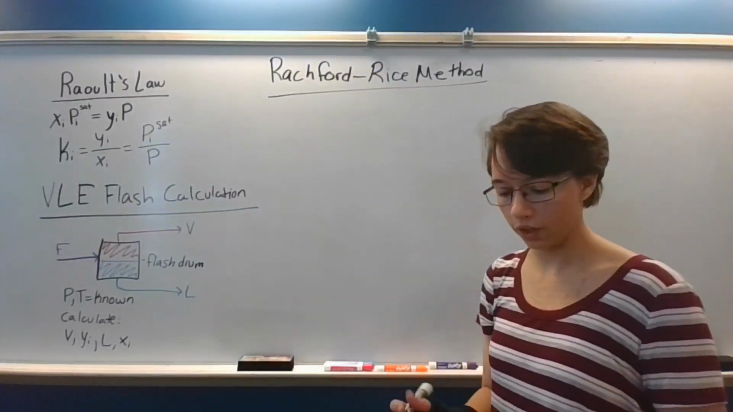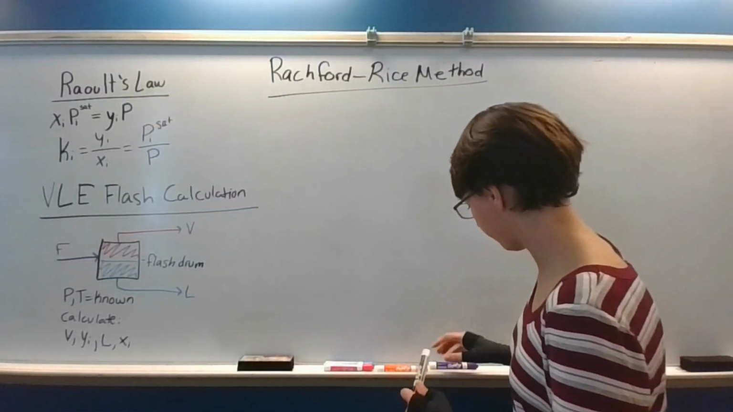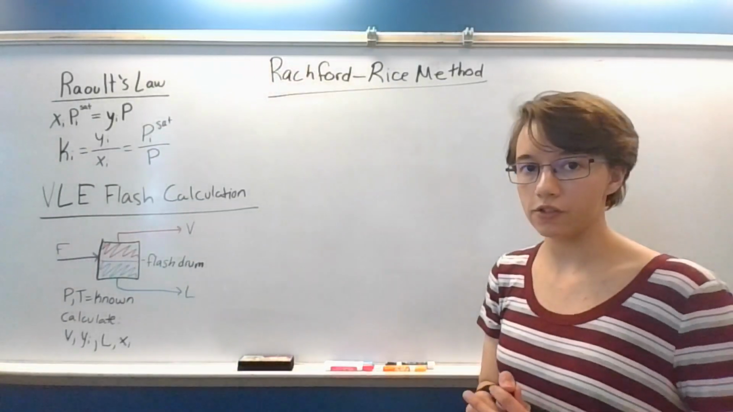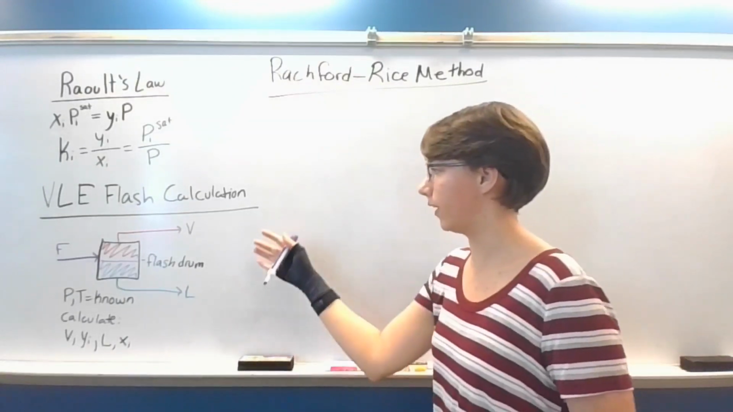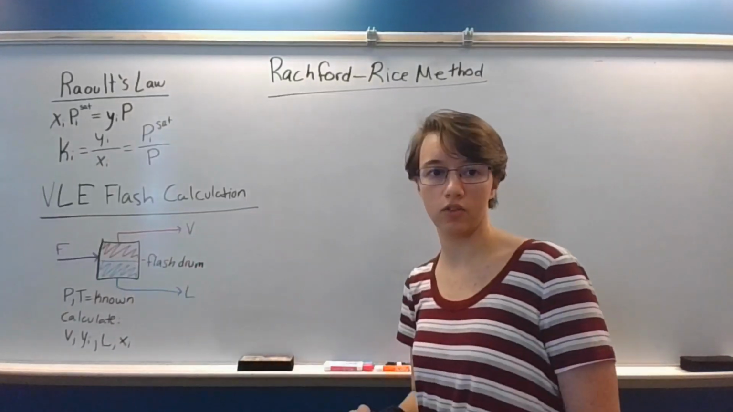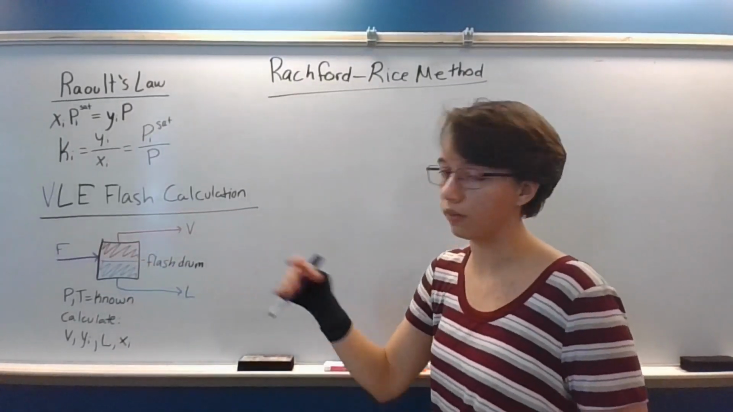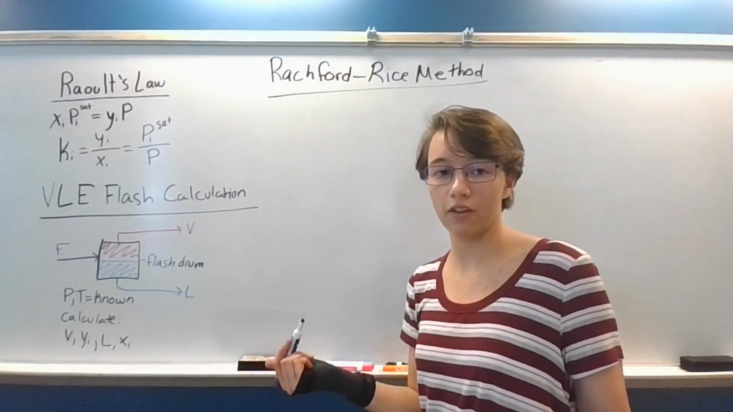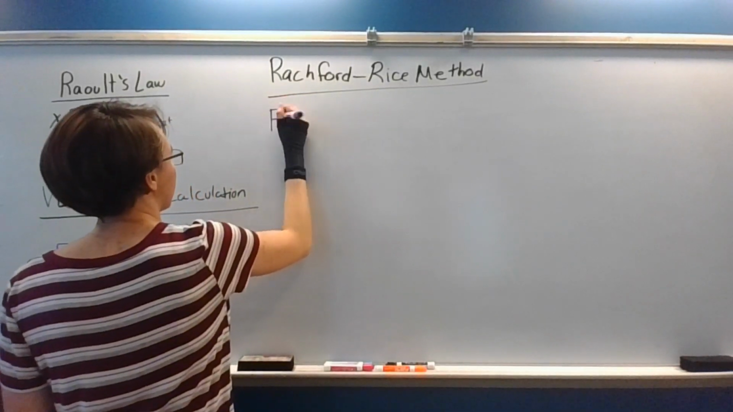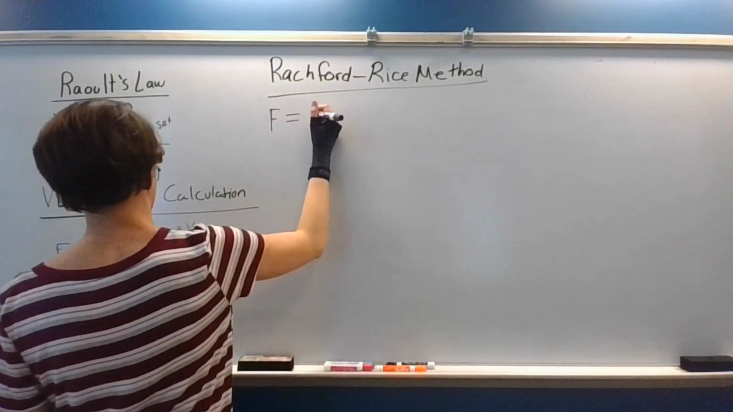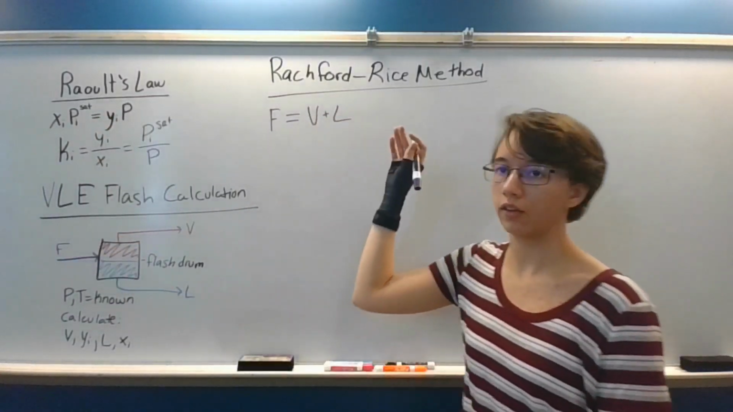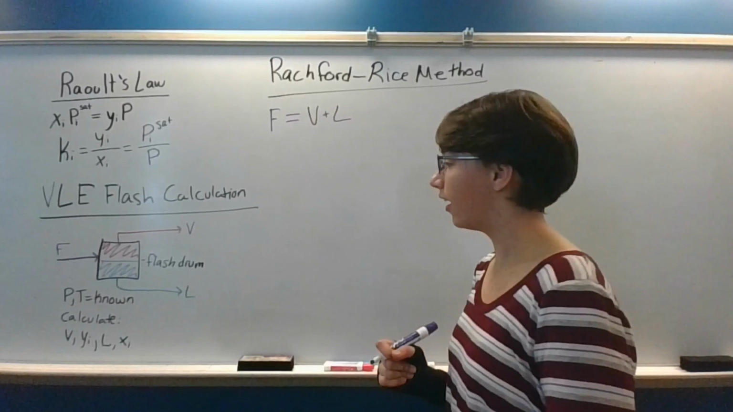Alright, so this method was developed to solve one of these types of problems. So first thing we can look at is these three values, F, V, and L: moles of feed, moles of vapor, and moles of liquid. And basic conservation of mass says that the moles in the feed are going to be equal to the moles that you get in the vapor plus the moles in the liquid. So that's the first equation we're going to look at.